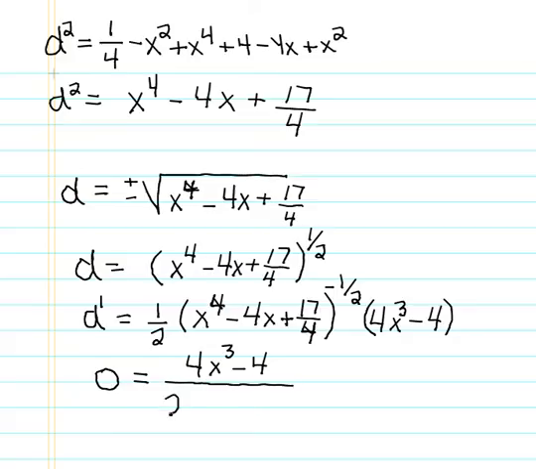And on the denominator, we're going to have 2 times, really, the square root of x to the fourth minus 4x plus 17 over 4. Zoom that a little bit.